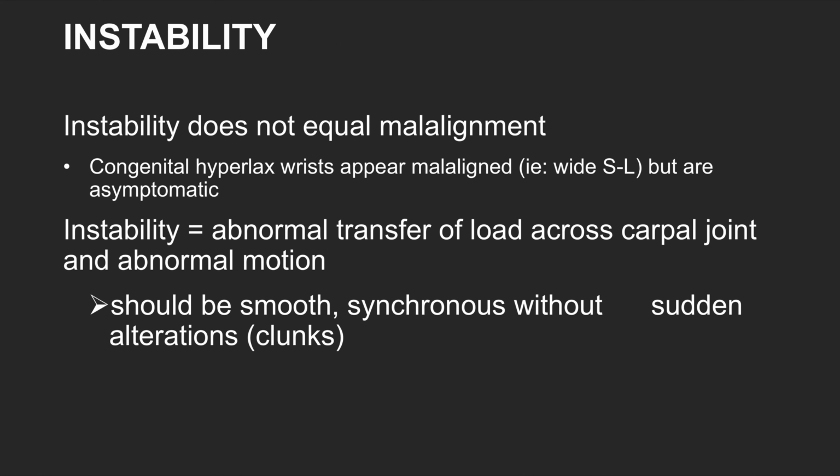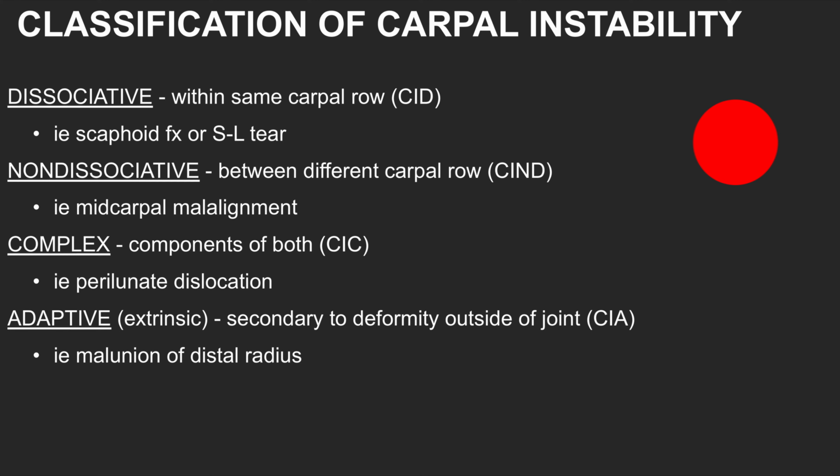Now, instability does not equal malalignment, and some people have hyperlaxity, which they're born with, but they're asymptomatic, and that's totally fine. Instability is an abnormal transfer of load across the carpal joint, an abnormal motion. So normal motion should be smooth, synchronous, without sudden alternation of clunks. Let's look at some definitions of carpal instability.